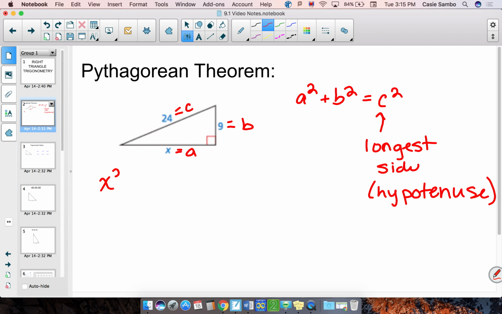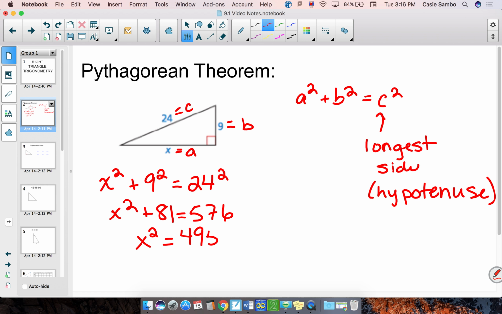So we have x squared plus 9 squared equals 24 squared, which means that x squared plus 81 equals 576, which means that x squared equals 495. I can square root both sides just like we did in chapter 5.